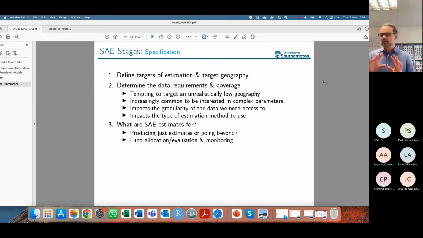So here we're not describing the latter. We're not really explicitly using methods in order to do fund allocation or evaluation and monitoring. Here we just describe methods for producing estimates with an associated measure of uncertainty that will be presented as part of a report or as part of producing national statistics. So it's quite important to know, though, why this exercise takes place and what the uses of these estimates are.